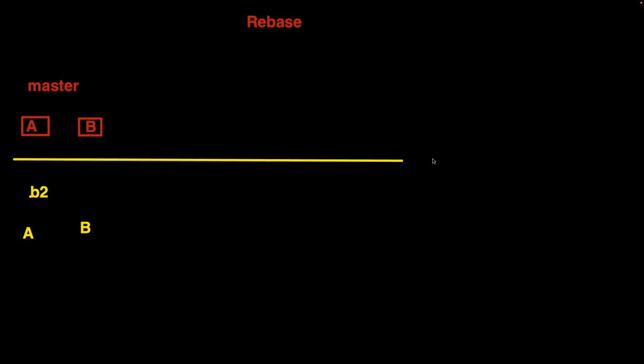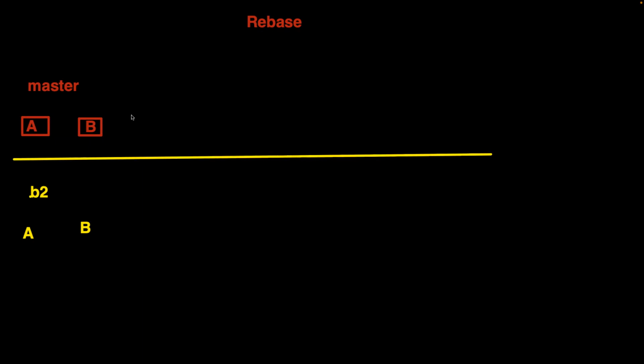Later on, development is happening in parallel, and a new commit C was made here. Here already this commit A, commit B were there, and here also development is happening in parallel. This is commit C and this is commit A. So development is happening in parallel on both the branches.